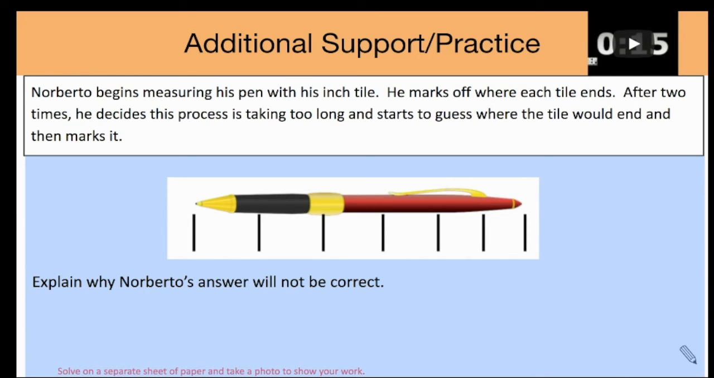Do you think Norberto's idea is a good one? I think Norberto's idea is not a good one because already looking at the space between the lines on the pen, I can see that the space between 2 lines in some areas is wider than the others. This will not give us an accurate estimate. Norberto would have done a better job just using the inch tiles like we did.